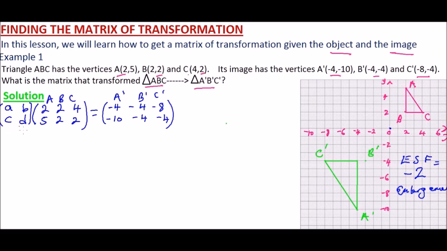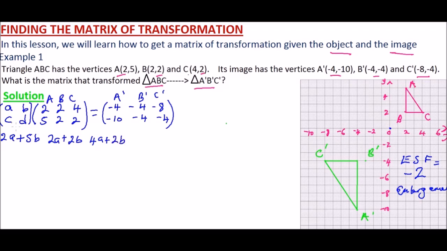We multiply this just the way we multiplied matrices. So we say A times 2, that is 2A, plus B times 5, that will give us 5B. So that is our first column. Then A multiplied by 2, that will give us 2A. We add to 2 times B, that will give us 2B. Then we have A multiplied by 4, that will give us 4A, plus B times 2, that will give us 2B. So that is the first row.